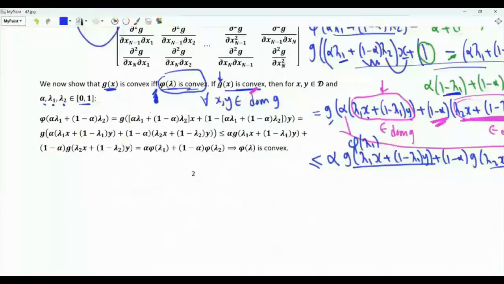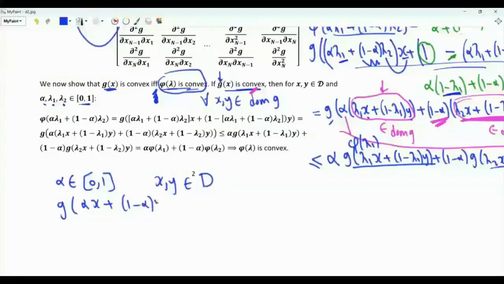We have an if and only if statement, which means that if we start with a convex function phi, then g must be a convex function. Take alpha between 0 and 1, x and y from the domain of function g. Investigate g of alpha x plus 1 minus alpha y.